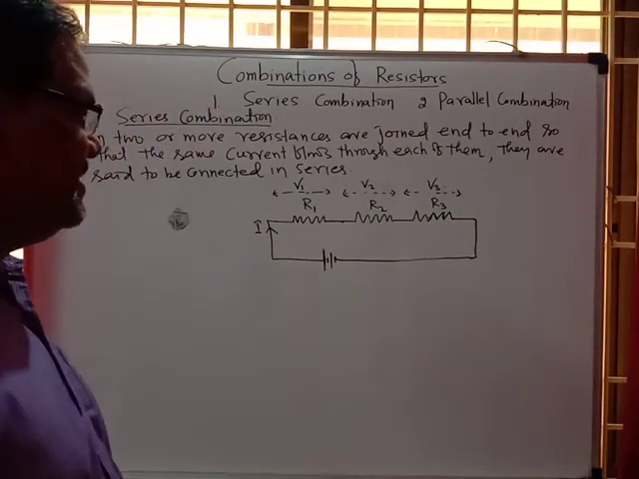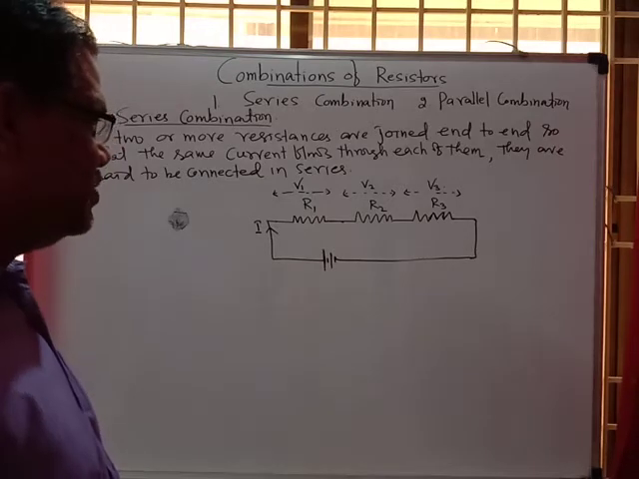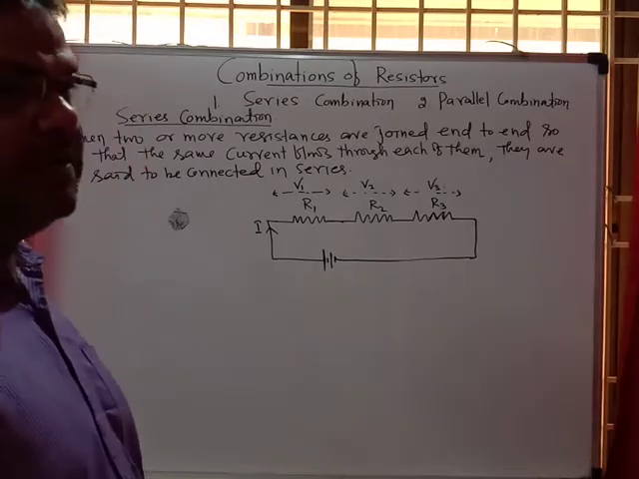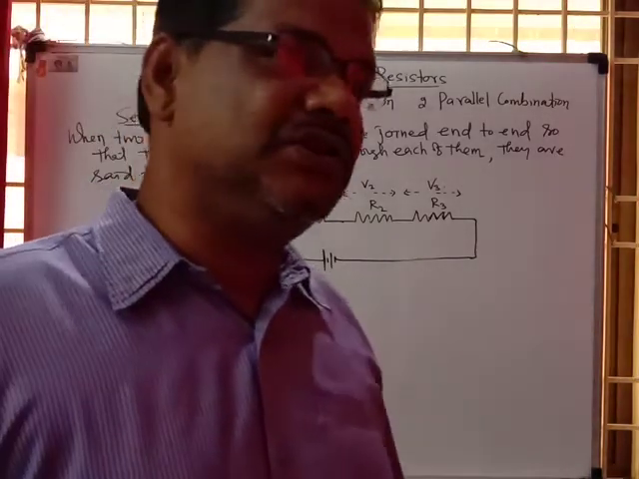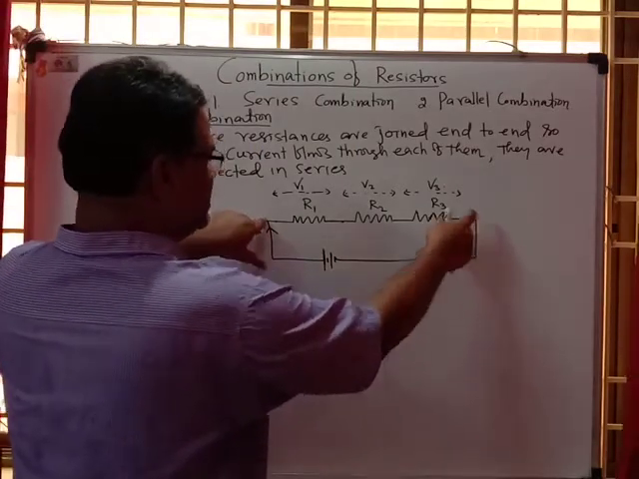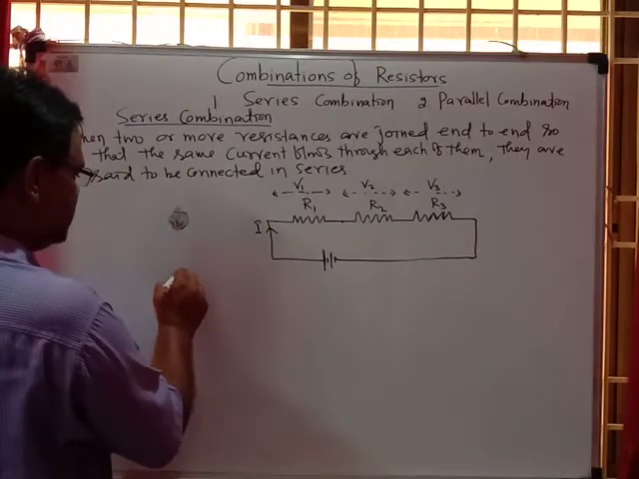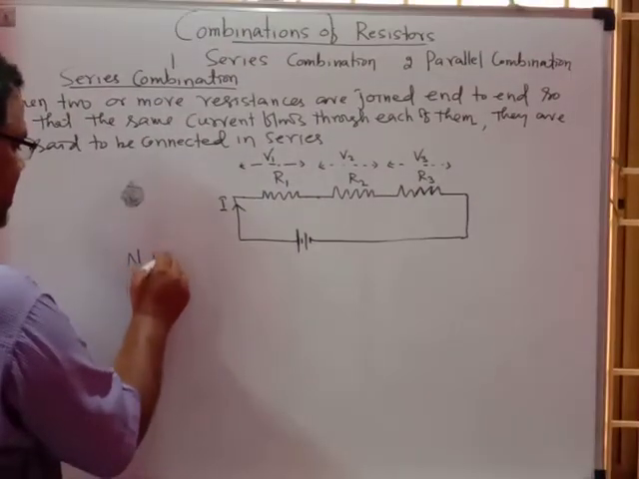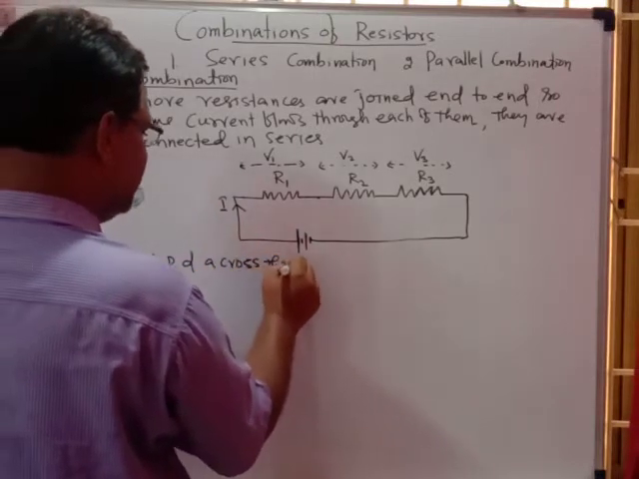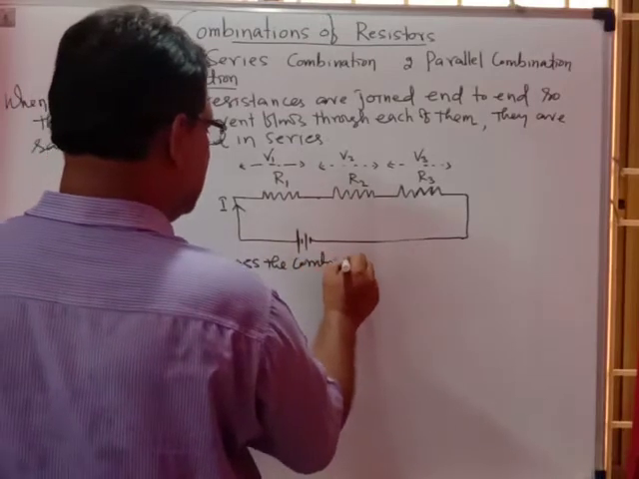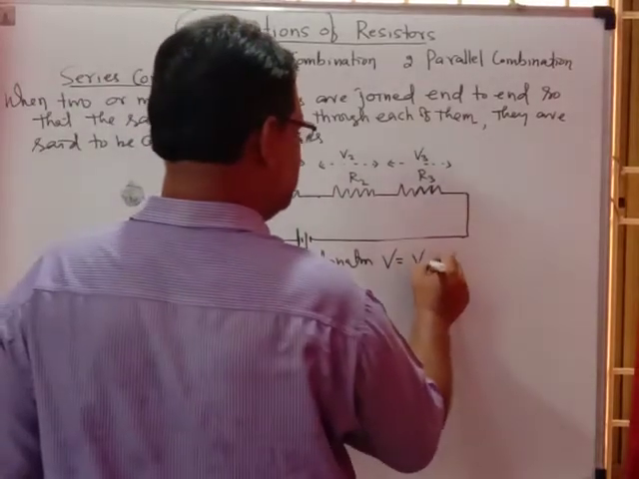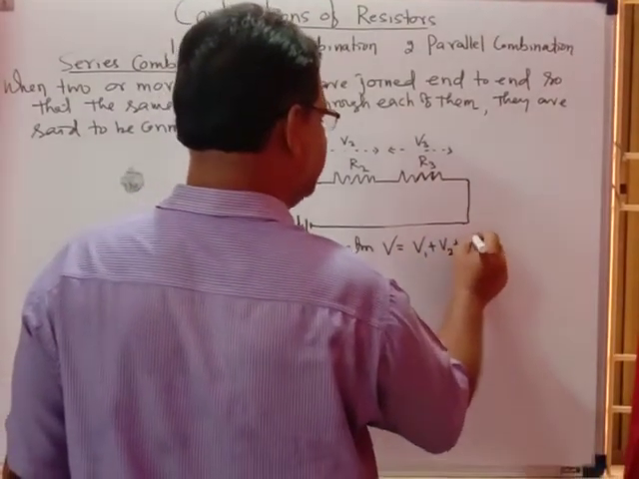As the potential difference is a scalar quantity, what will be the net potential difference across the combination? Whenever we talk about the net PD across the combination, we have to select this point and that point. So the net potential difference across the combination, V, equals V1 plus V2 plus V3.